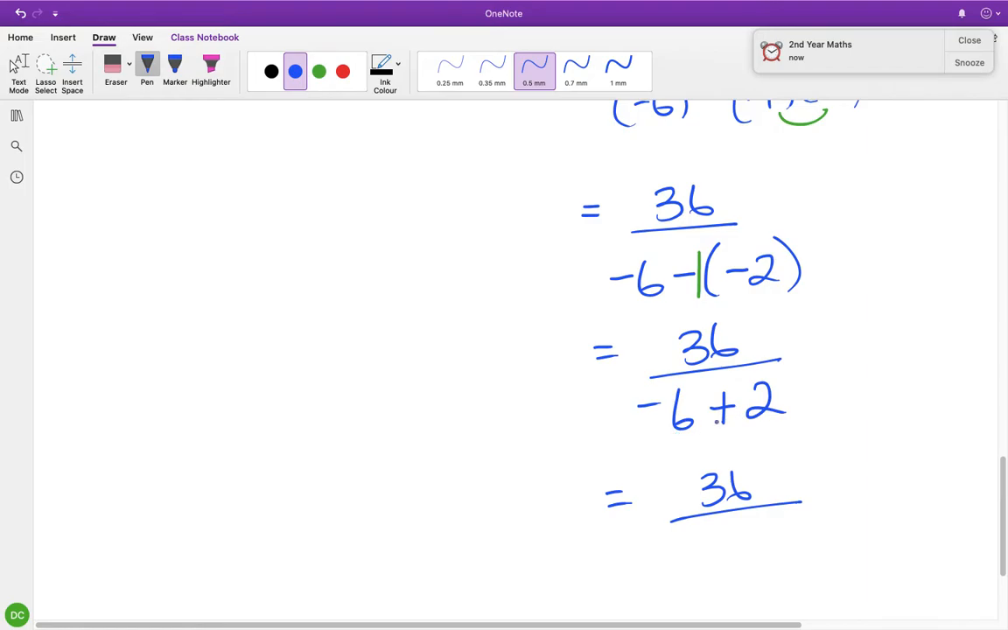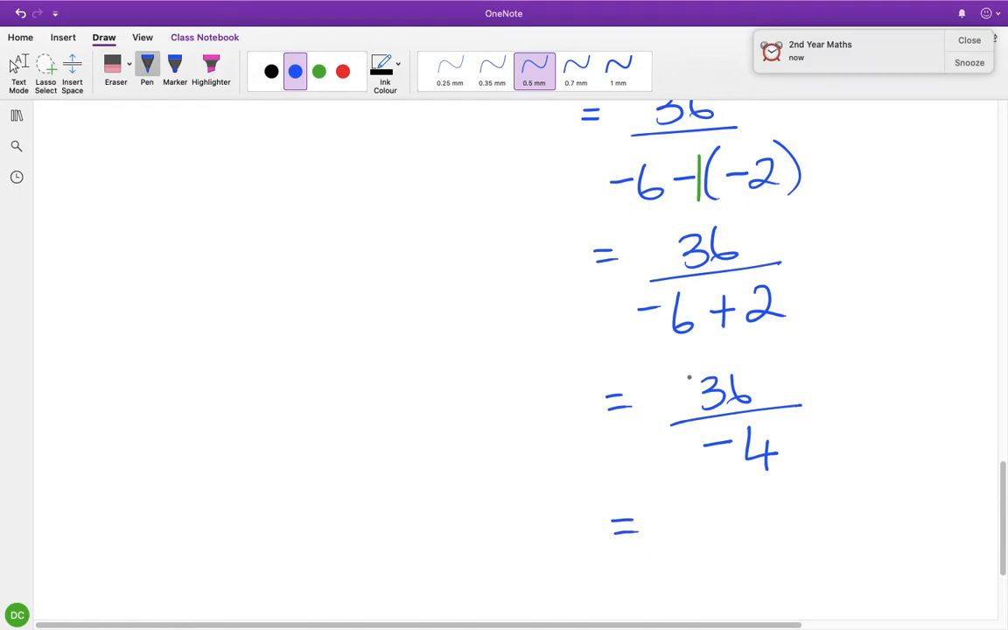We're no longer multiplying, that is just addition and subtraction, and that's minus 4. And then this 36 has no sign, which means it's a plus. When the signs are different, you get minus, and 36 divided by 4 is 9.